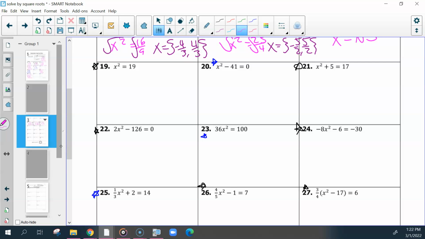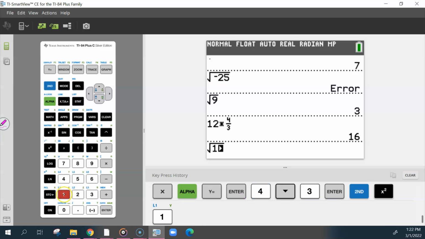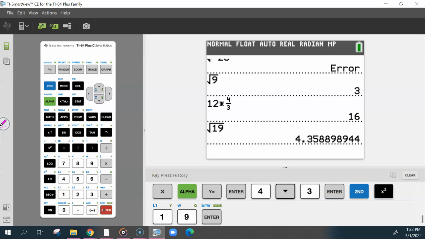Let's do number 19. For 19, this is already isolated. So we're going to take the square root of both sides. Do we know what the square root of 19 is off the top of our heads? No. 19 isn't a perfect square. So when we do this, we're going to get a decimal. I'm going to put in square root of 19. Whatever that decimal is, that's the answer we're going to use. Up to like 3 decimal places, you can round. So 4.359 would be our answers.